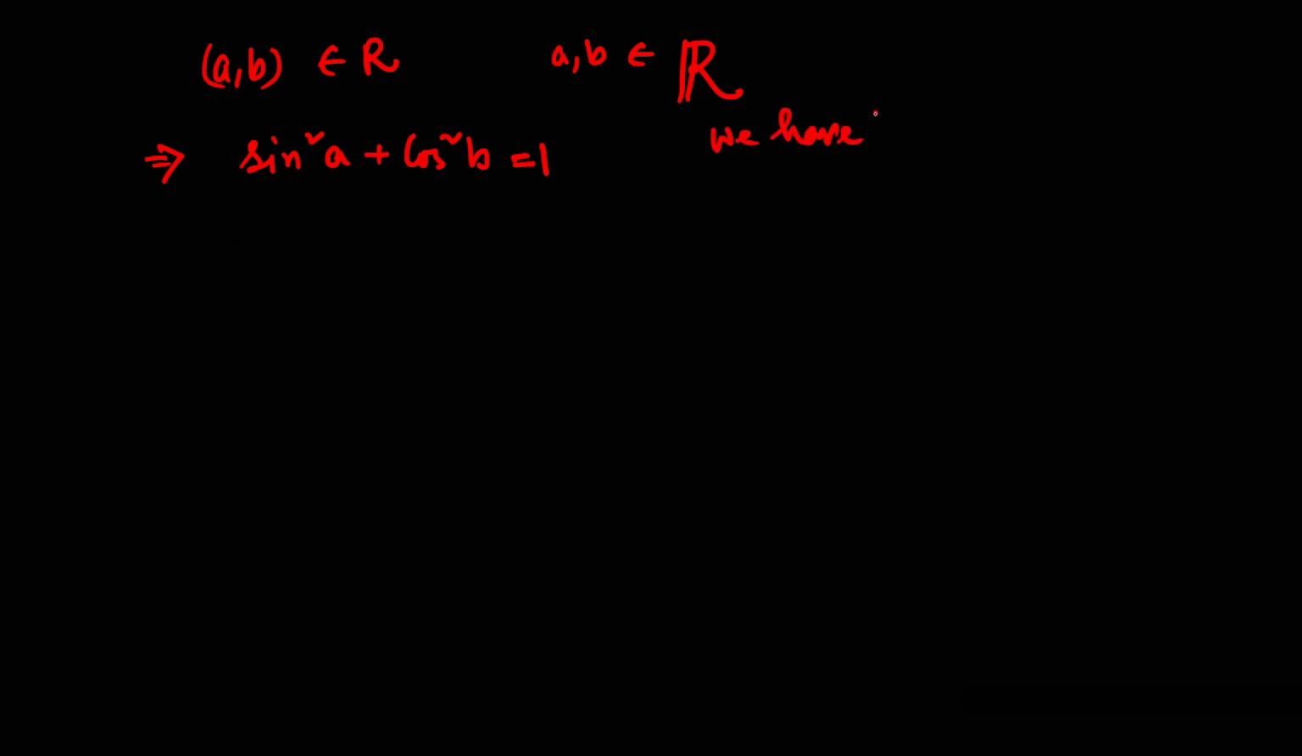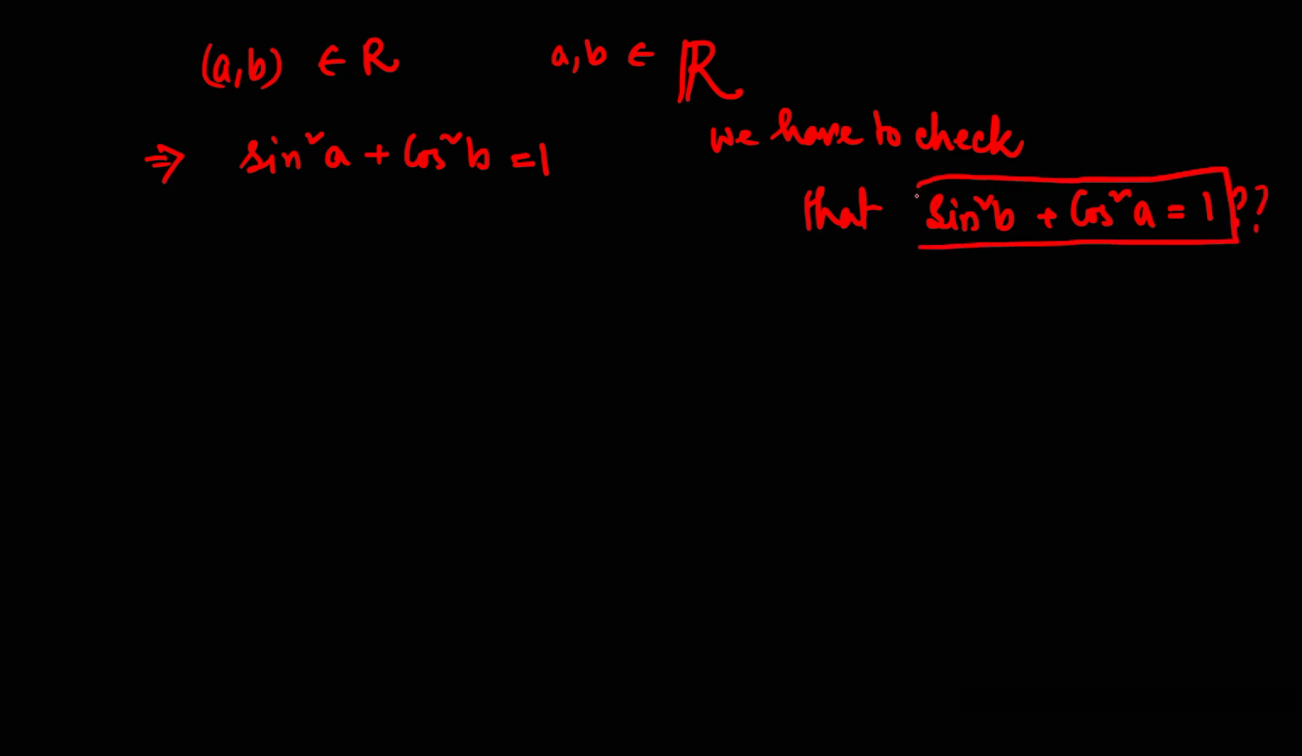Okay, so now check whether it is symmetric or not. So (a, b) belongs to relation R, and a, b belong to real numbers. Now (a, b) belongs to R, that means sin square a plus cos square b equal to 1. So we have to check that sin square b plus cos square a equal to 1 or not. Does this hold or not?